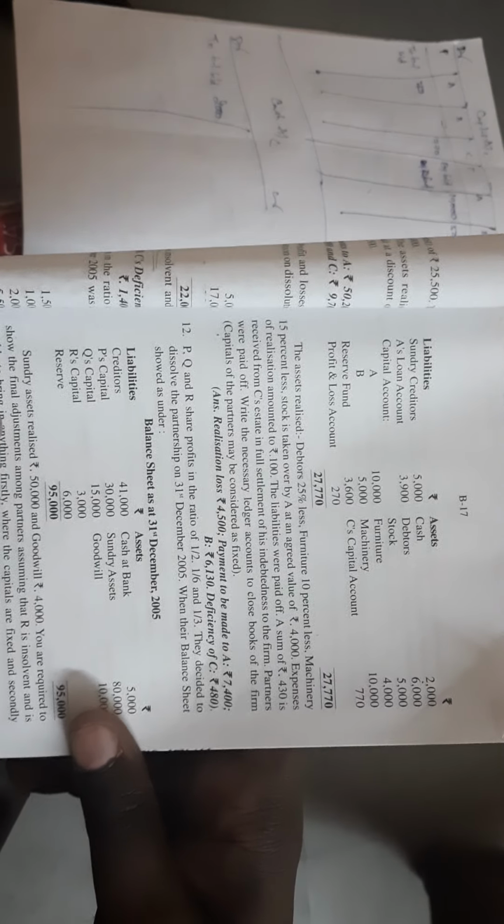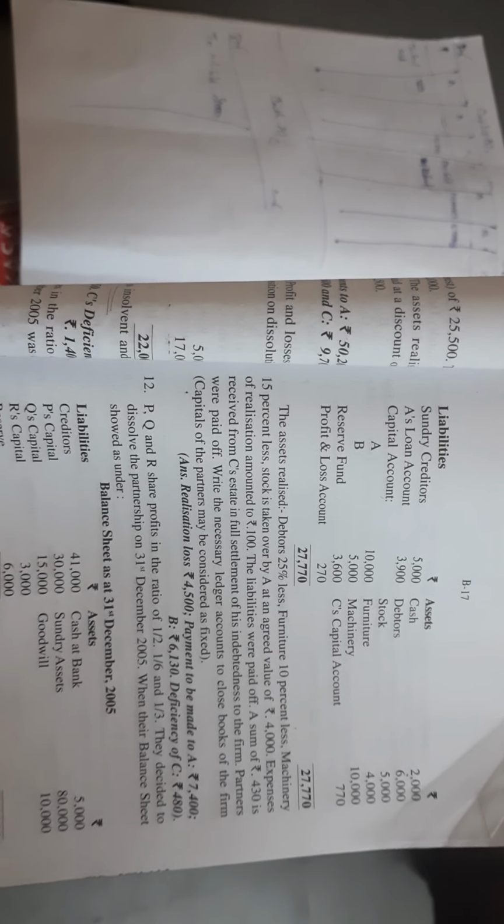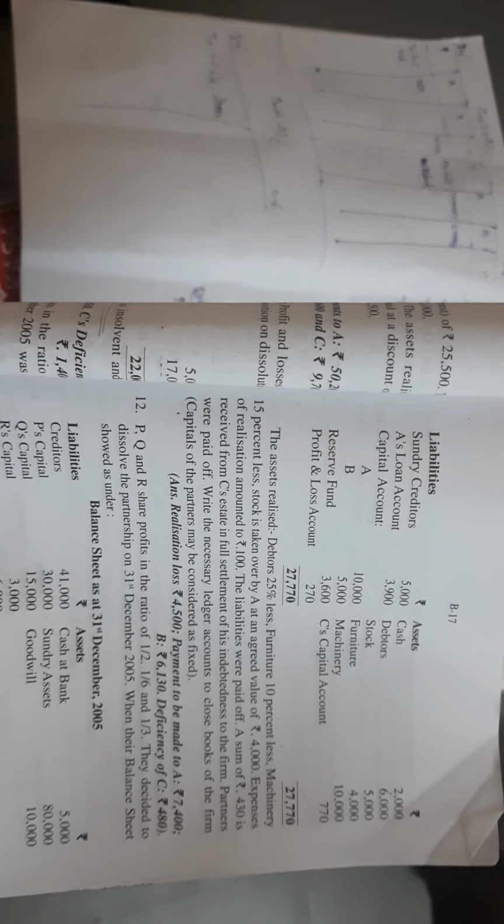From that 6,000, 25% less we realized. So how much amount we realized means 6,000 minus 25%. So it will be 4,500. So debtors 4,500.